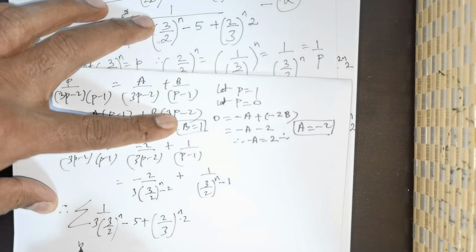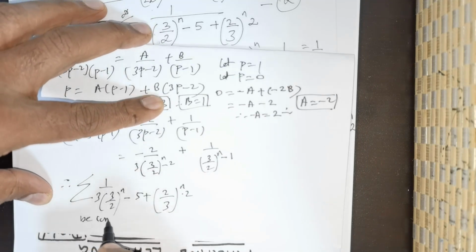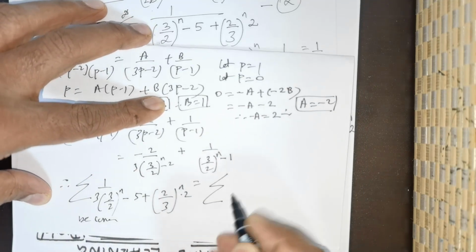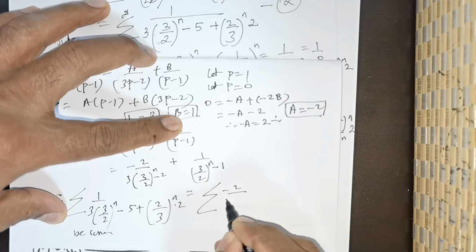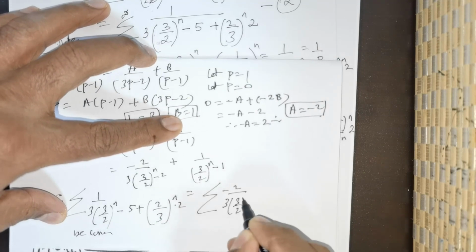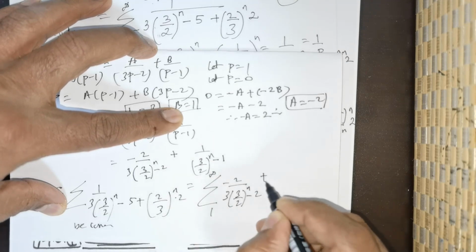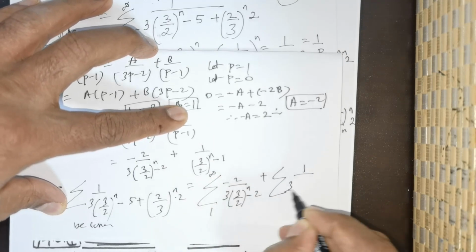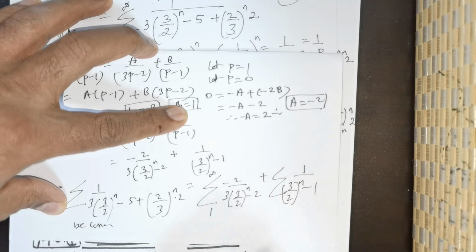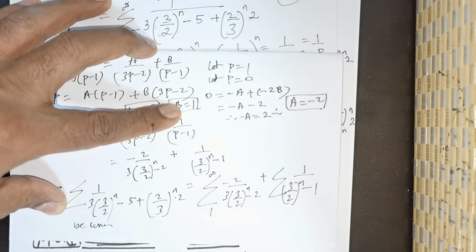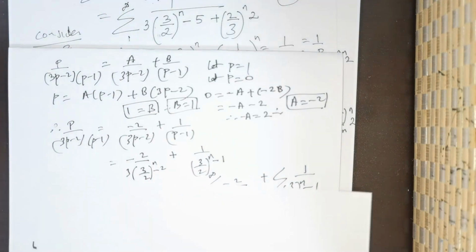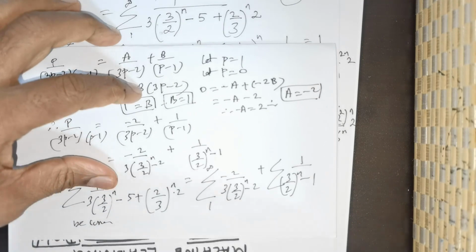So this becomes equal to sigma negative 2 divided by 3 times 3 over 2 raised to the power of n minus 2, 1 to infinity, plus sigma 1 over 3 over 2 raised to the power of n minus 1. I need to have a new page, so let me go over here, okay, and do it. So this is what I've got.